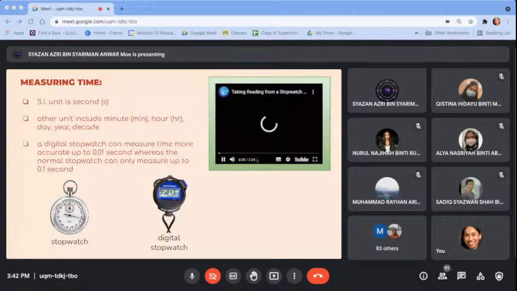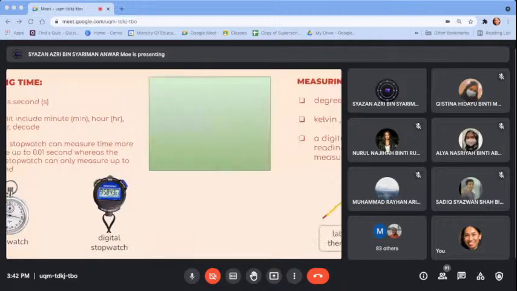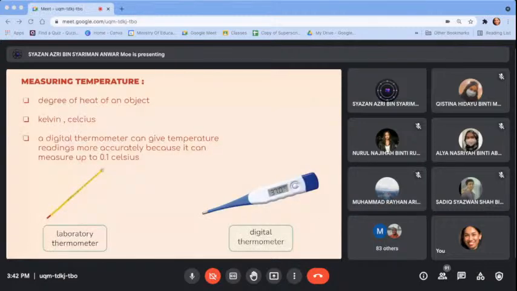Okay, taking reading. Measuring temperature.